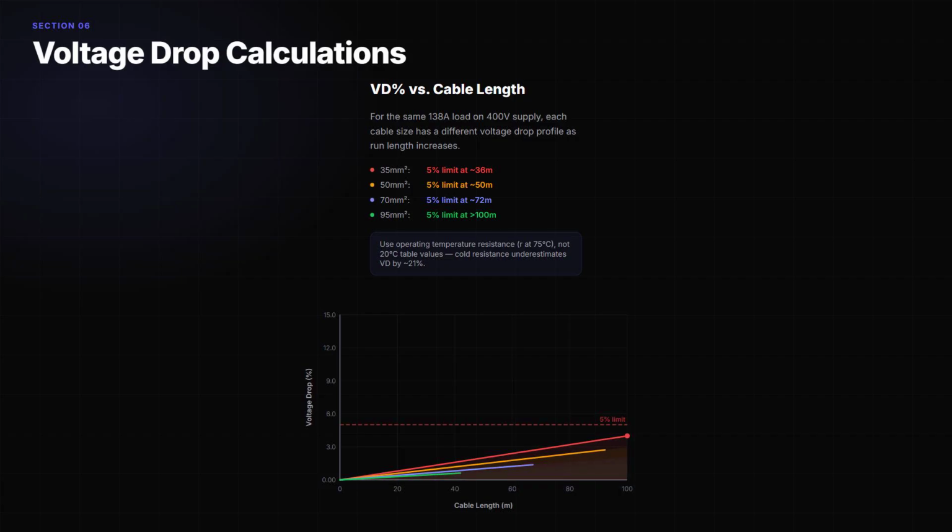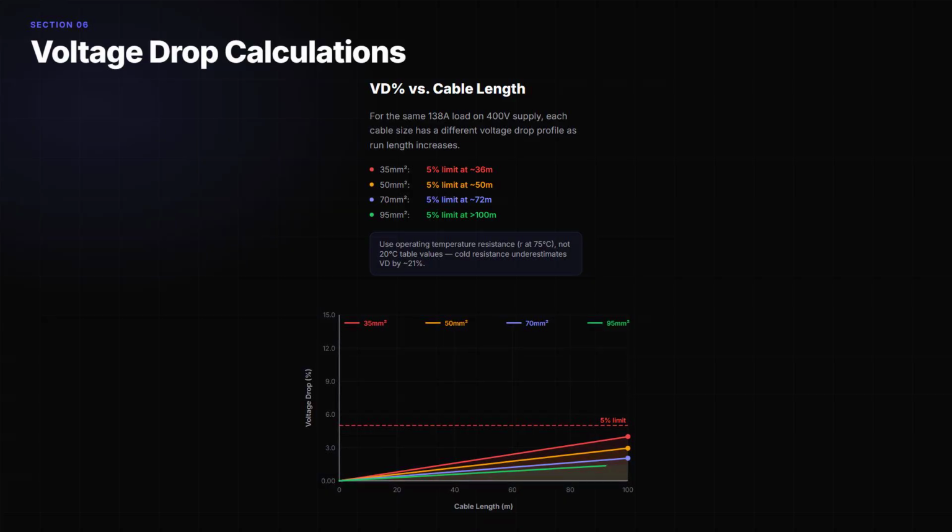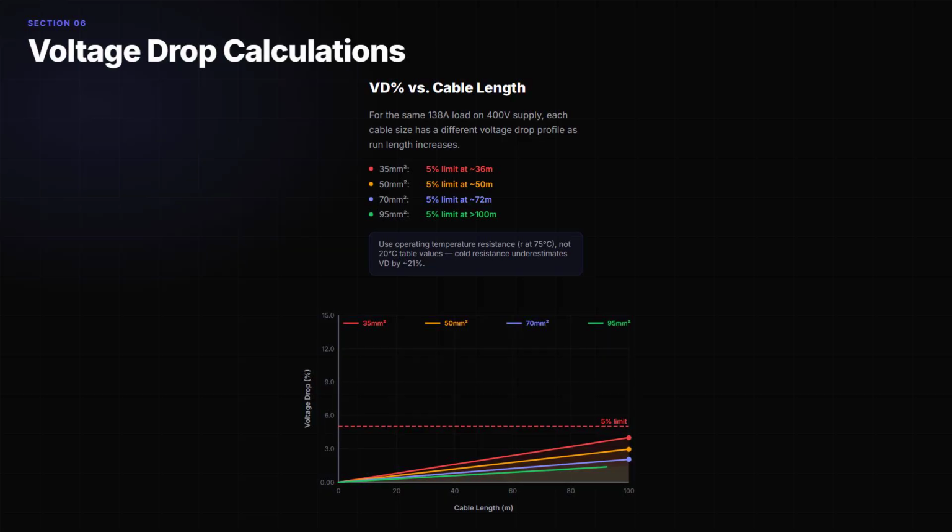2 important corrections engineers often miss. First, conductor resistance increases with temperature. A cable operating at 75 degrees Celsius has approximately 20% higher resistance than at 20 degrees. Using the cold resistance underestimates voltage drop. Second, check voltage drop at both full load and motor starting. Starting current of 6 to 8 times full load through the same cable impedance produces a voltage drop.